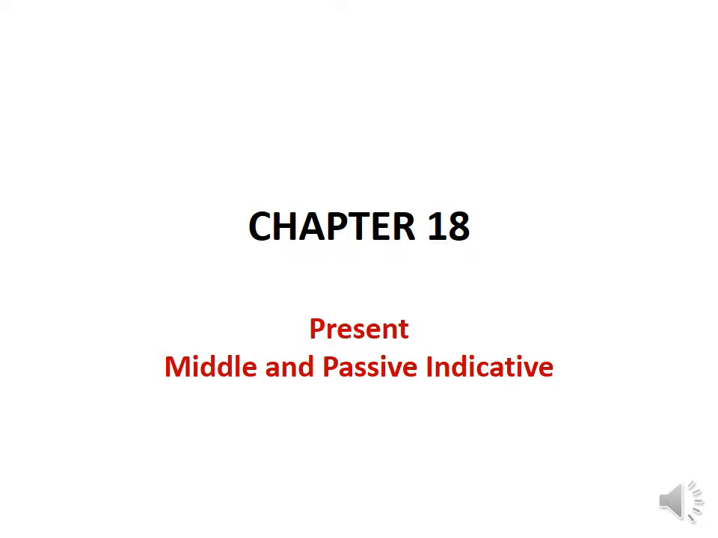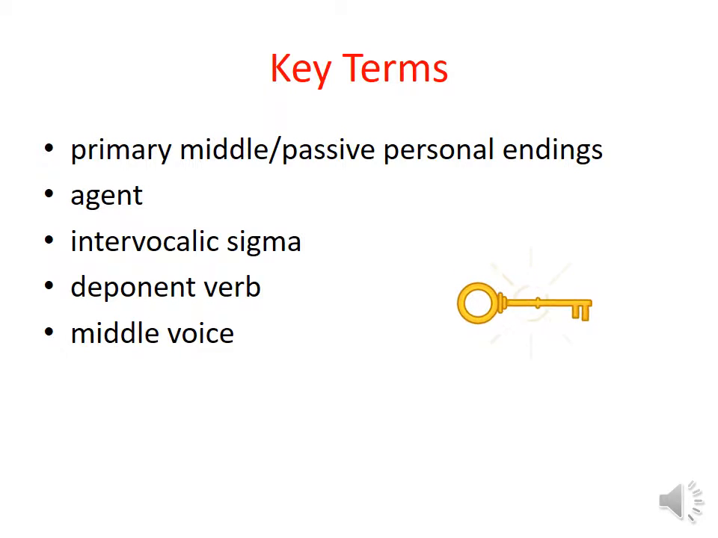So we move onward to chapter 18. Here we cover the present, middle, and passive indicative. That is the present tense, the middle and passive voice, and the indicative mood. Key terms: primary, middle, passive personal endings, agent, intervocalic sigma, deponent verb, and middle voice.